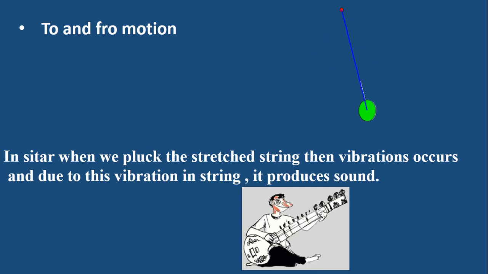Another example of to and fro motion is the motion of a pendulum. As you can see in the picture, the bob of the pendulum moves back and forth about its central position. We can generate vibration in a sitar by plucking its stretched string, which produces sound.